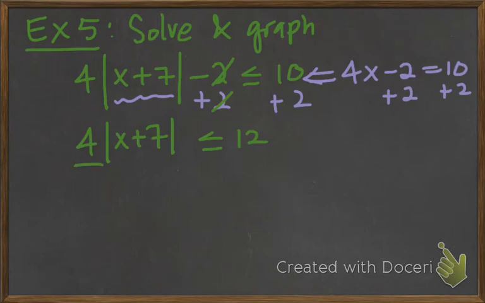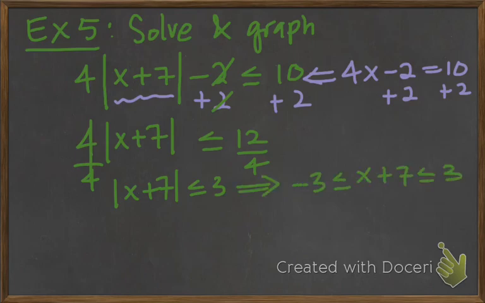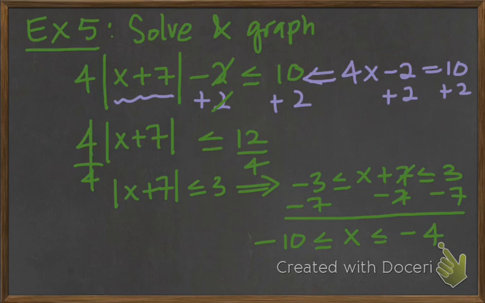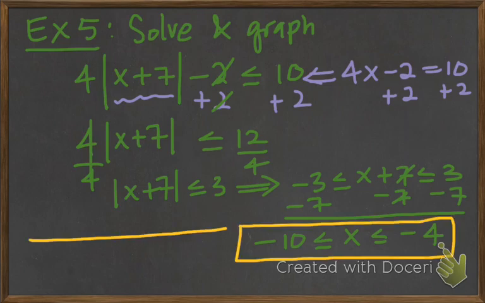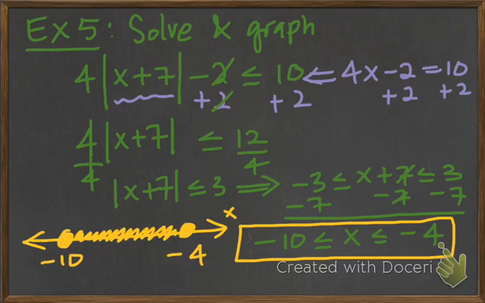Again, don't distribute, divide both sides by 4. 4 divided by 4 is 1, and I have the absolute value of x plus 7 less than or equal to 12 divided by 4, which is 3. The inequality points at the absolute value, so it's an and, so we'll put -3 and +3 on both sides of x plus 7. And next we subtract 7 from all 3 sides to get x all by itself. So we have -10 less than or equal to x less than or equal to -4, and the corresponding graph as we have seen. And that's pretty much all there is to absolute value inequalities, the and case.